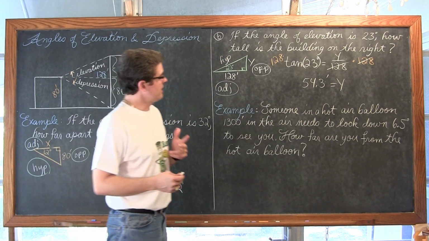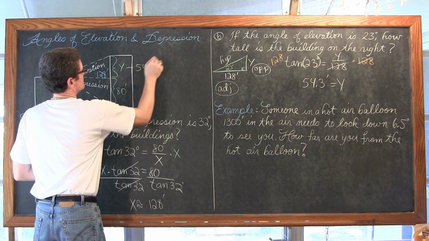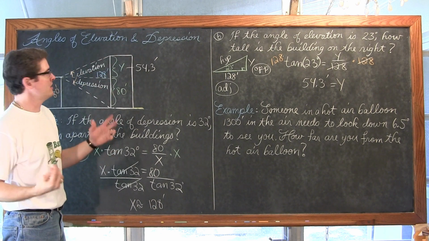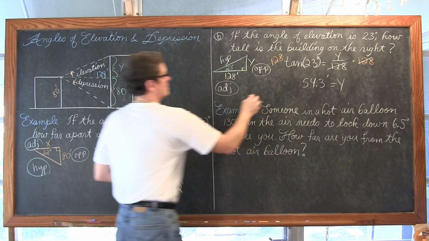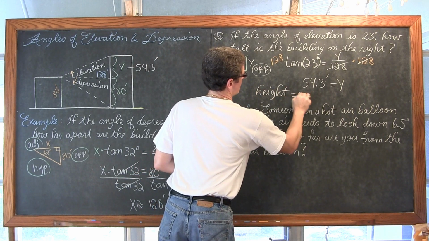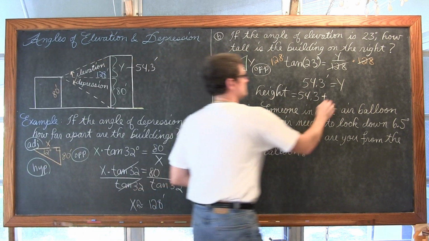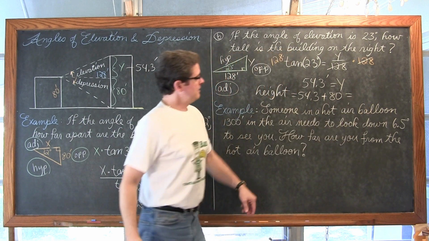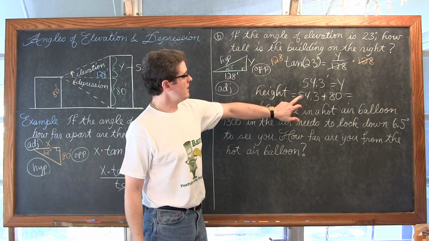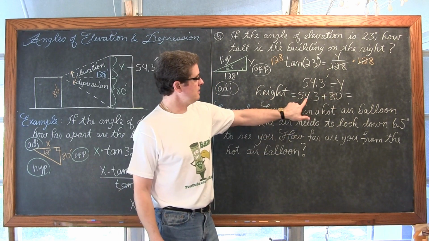Now the overall building then, if this is 54.3 feet, then of course we have the two parts of the building, and the overall building is going to be 54.3 plus 80, which is 134.3.